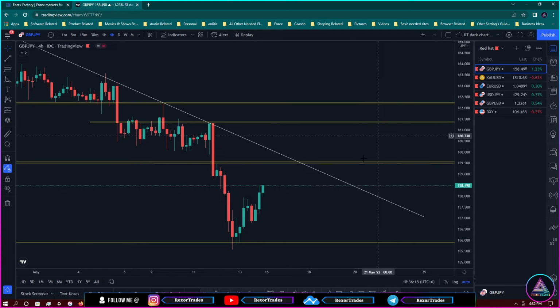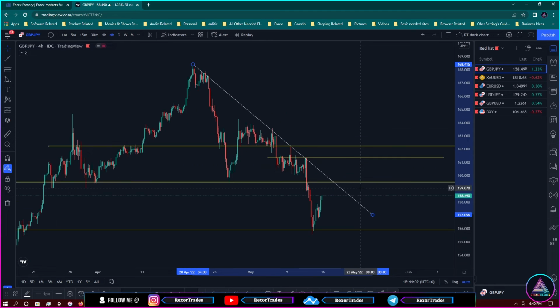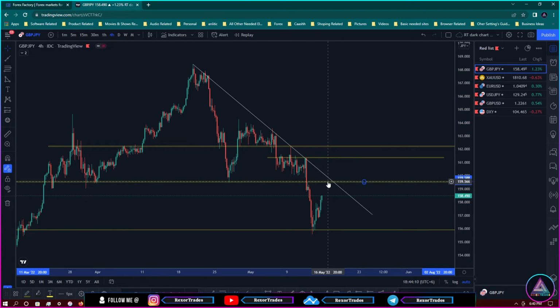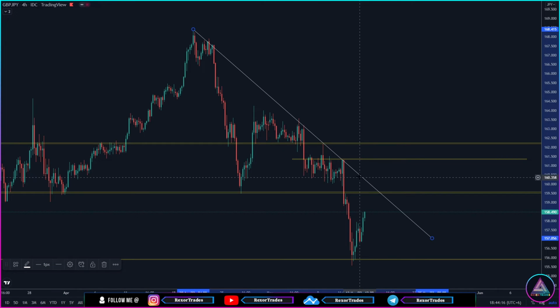Now on a 4-hour time frame, my anticipation for the upcoming week on GBPJPY is that GBPJPY might very well be coming all the way up to retest this key zone and probably make a retest on this downtrend line once again, probably over here at this key level or at this key zone over here.